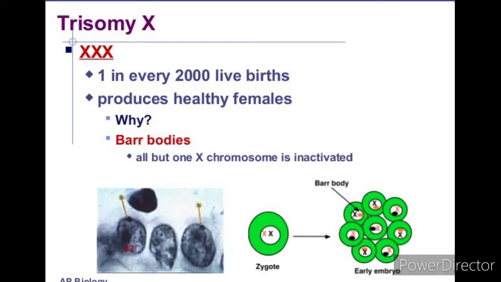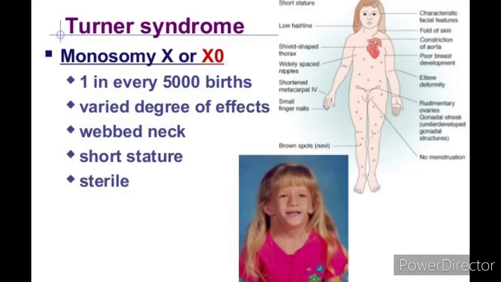Trisomy X, or XXX, occurs in 1 in every 2,000 live births and produces healthy females. Why? Because in the body all but one X chromosome is inactive. The third is Turner syndrome, monosomy X or X0, in 1 in every 5,000 births, with varied degrees of effects: web neck, short stature, and sterility.